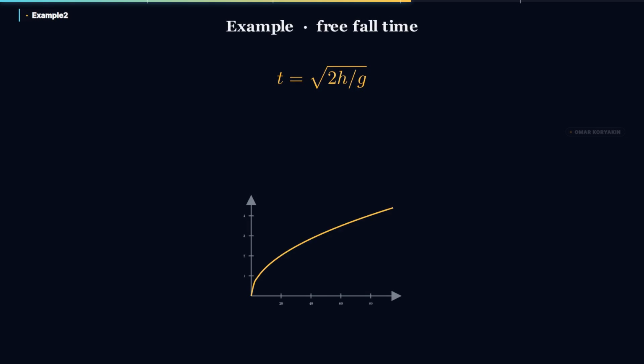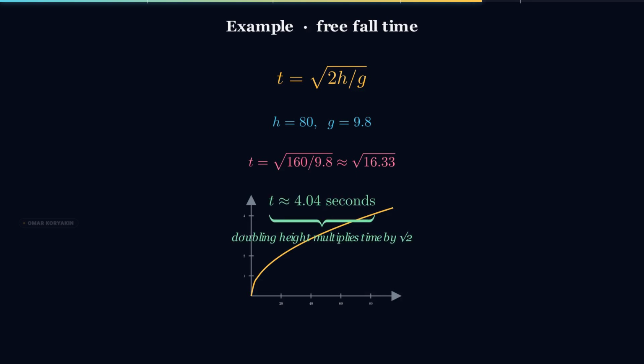Example 2. The time t for an object to fall a height h, ignoring air resistance, equals the square root of 2h over g. How long does an object take to fall 80 meters on Earth? Substitute h equals 80 and g equals 9.8. Inside the radical, 2 times 80 equals 160, divided by 9.8 gives approximately 16.33. The square root of 16.33 is approximately 4.04. The fall takes about 4 seconds.